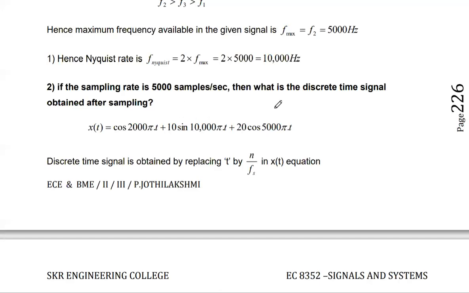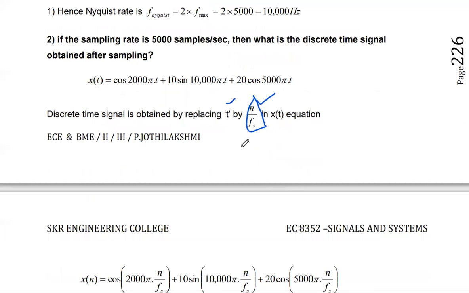Okay, so our given signal is the continuous time signal, the analog signal. Using the sampling process, we are converting this continuous time signal into a discrete signal. To convert the continuous signal into discrete form, in the x of t equation, you replace the continuous time variable t by n divided by fs, where n is the discrete time variable. Wherever t is present, you just replace it with n divided by fs.